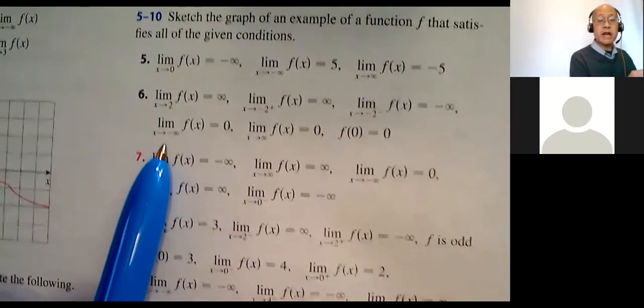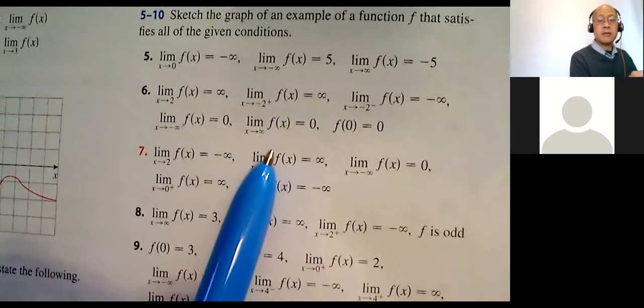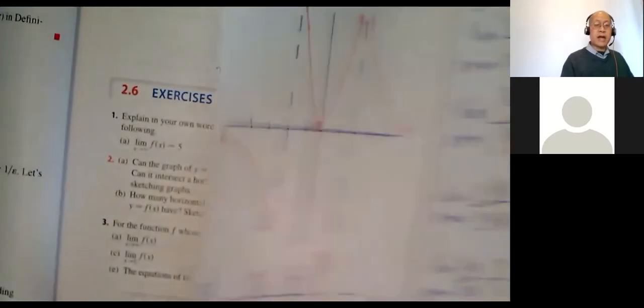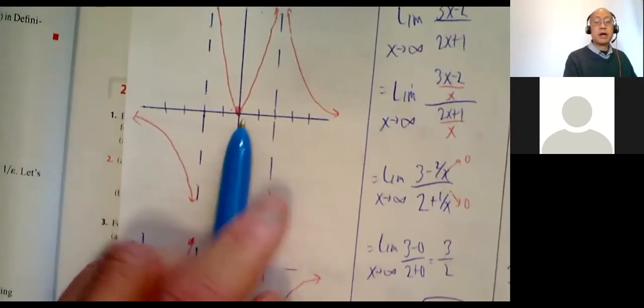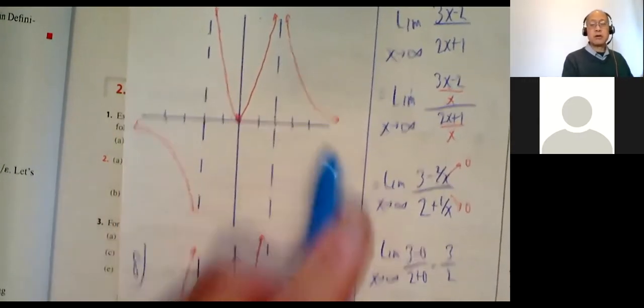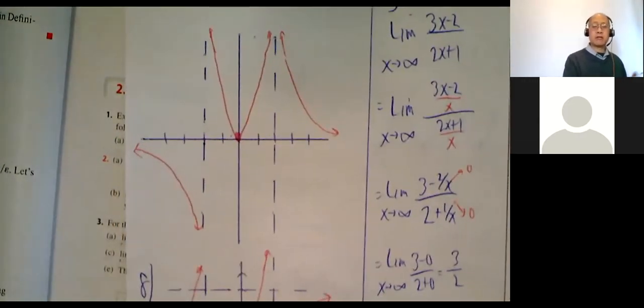The limit as x approaches -infinity of the function is 0. The limit as x approaches +infinity is 0, and f of 0 equals 0. Okay, so that means I put a dot at the origin. When x goes way out there and way out there, we approach y equals 0. So there's an example of the entire graph.